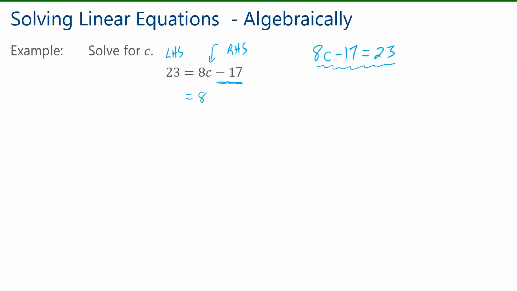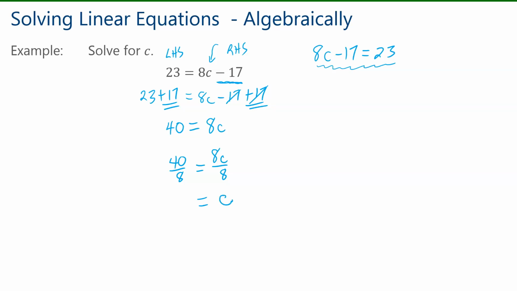The opposite of subtract 17 is add 17. And if I add 17 to the right-hand side, I must add 17 to the left. 23 and 17 will give us a 40. And -17 plus 17 is gone, and we're left with 8c. On the right-hand side, I have 8 times c. 8 multiplied by c. So I must divide both sides of my equation by 8. The right-hand side will leave me with 1c, and 40 divided by 8 is 5.